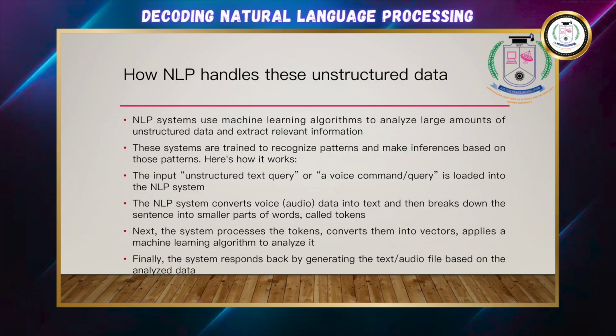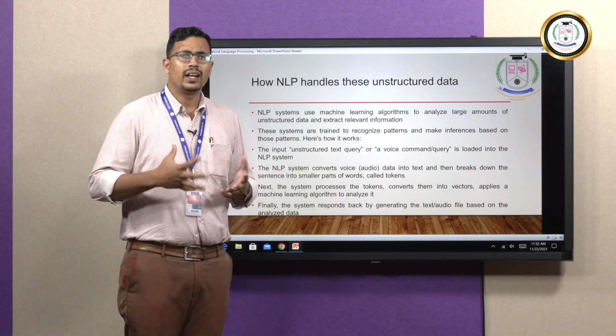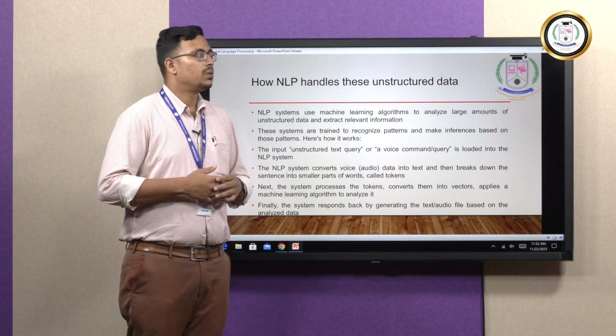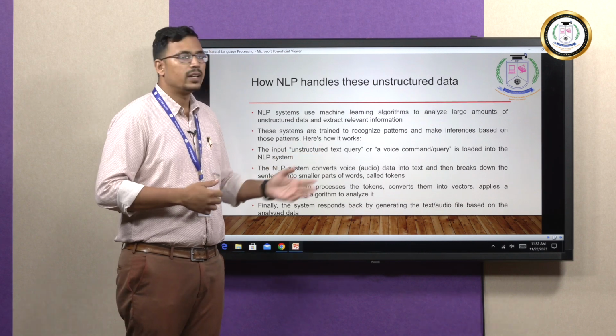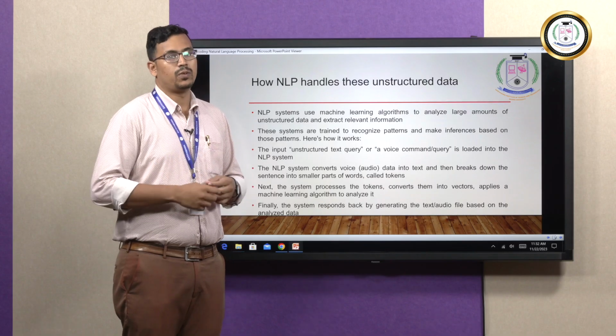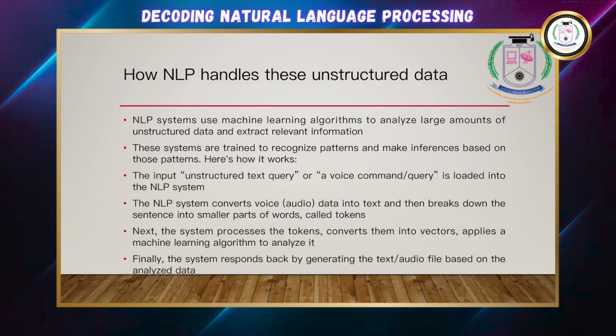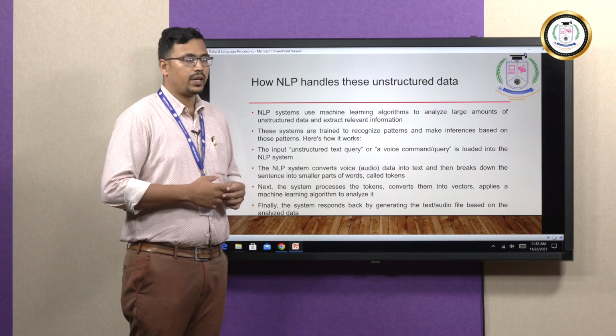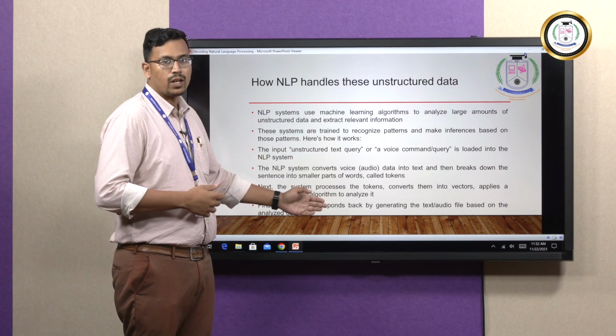Now let us see how NLP handles this unstructured data. NLP systems don't act singly. They use machine learning algorithms to analyze large amounts of unstructured data and extract relevant information. These systems are trained to recognize patterns and make inferences on those patterns. Let us see this short algorithm here.